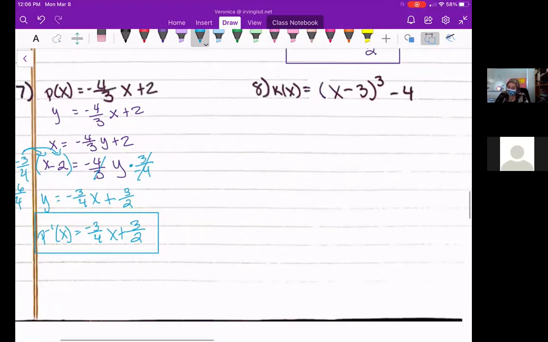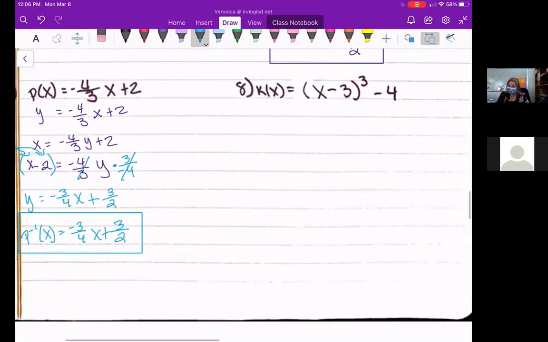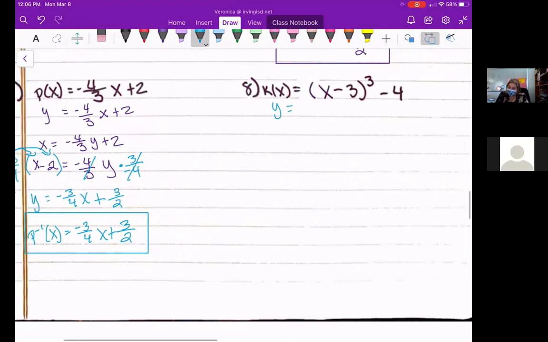Okay, for the last one, same thing. So we have y equals, right? So we know this is really y. So then I'm going to switch everything. So x equals y minus 3 cubed minus 4. So here we switch.